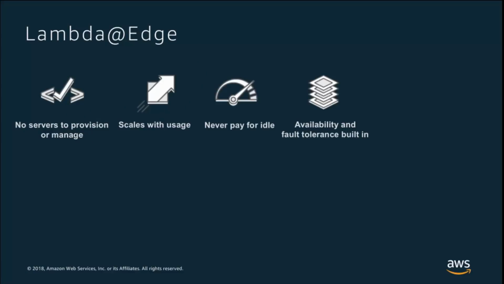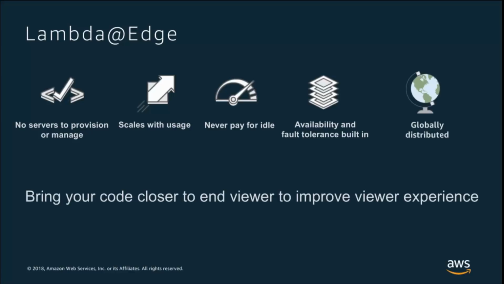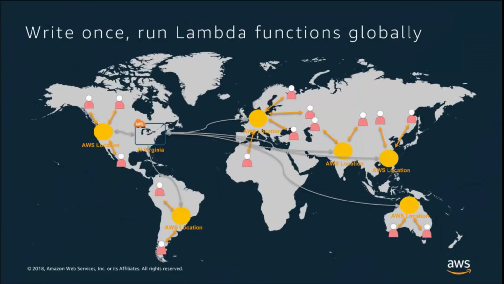So Lambda at the Edge, by virtue of being an extension of AWS Lambda, has all the benefits of Lambda, but a key additional capability is the global distribution. So what do I mean by that? Let's take a look at this picture here.